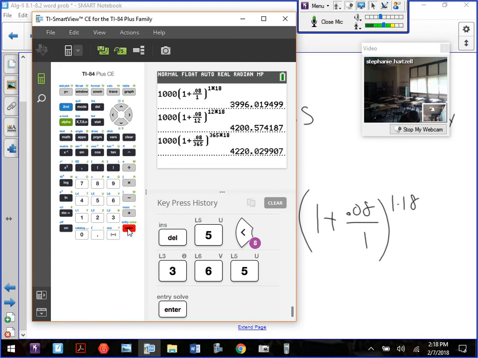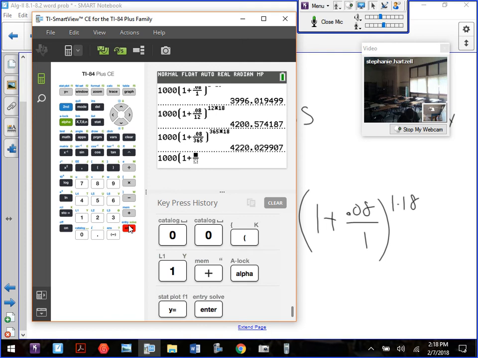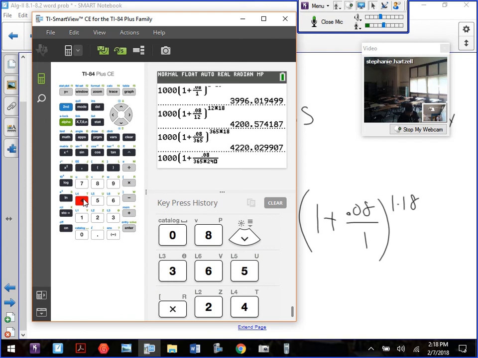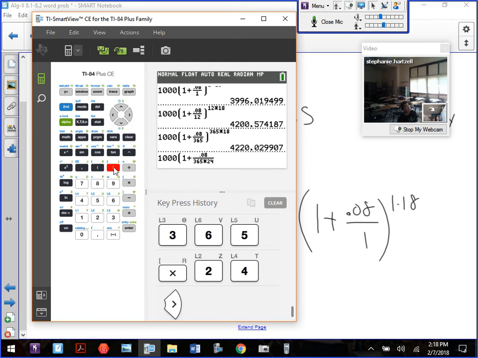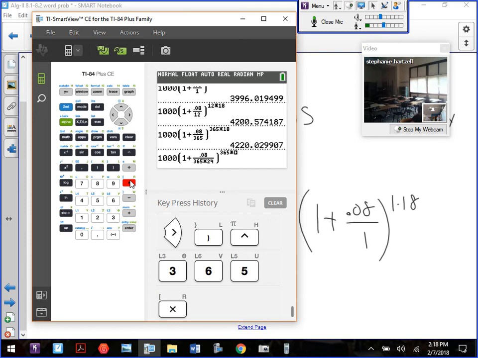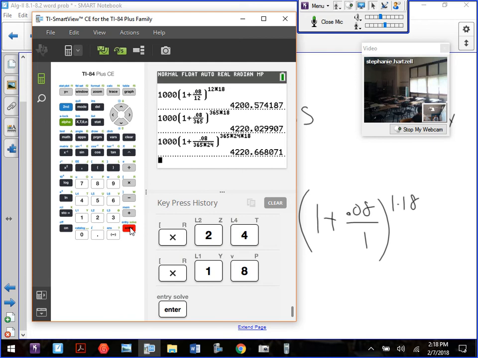So if I do hourly, I can still rewrite this expression quickly. 1,000 parentheses 1 plus 0.08 over 365 times 24, to the 365 times 24 times 18. So you're thinking like, oh, it's compounding like all the time. Is the value really changing?